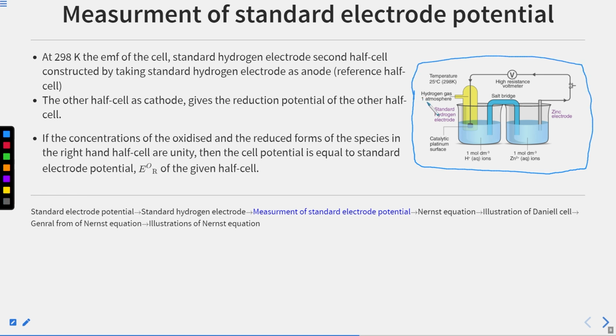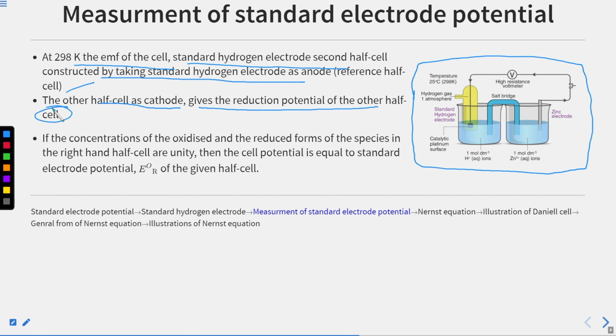Now several things are to be noticed here. At 298 Kelvin, the cell constructed by taking the standard hydrogen electrode as the anode and the other half as the cathode gives the reduction potential of the other half cell.